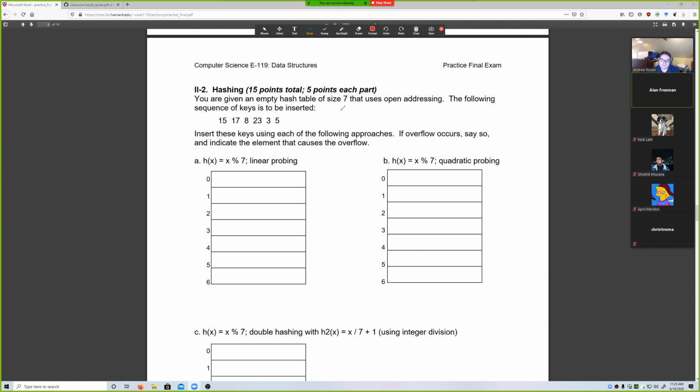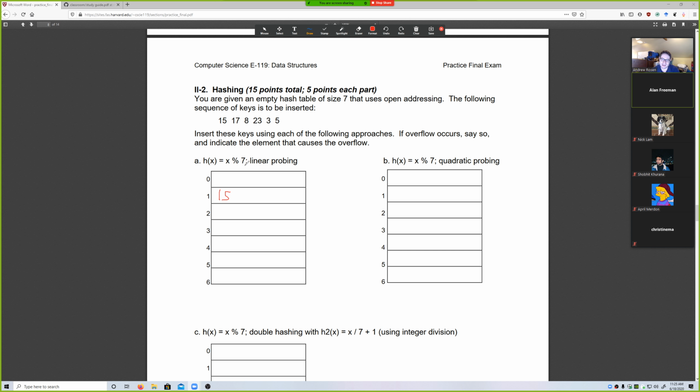If it doesn't, watch what happens as I do the first couple. 15 mod 7. What is 15 mod 7? Well, fortunately, you've got calculators accessible, but I don't need that. It's 1. Keep subtracting 7 until you can't subtract 7 anymore, and you'll end up with 1. So 15 is going to go into index 1, because that's what the algorithm says. It goes into index X mod 7.